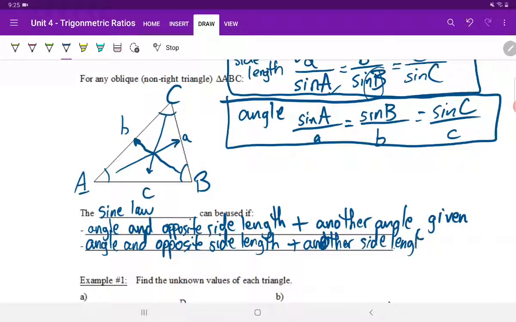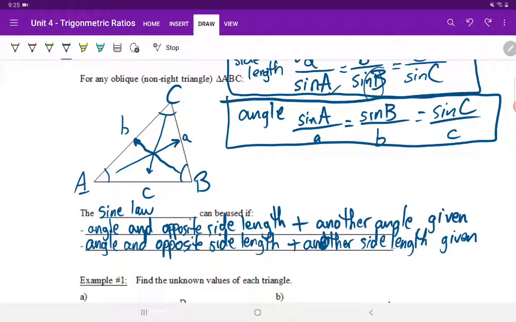Okay, you can also use the sine law. So for example, if you are given angle A, side length A, and you're given side length C, you can then solve for angle C. All right, so those are the two situations.